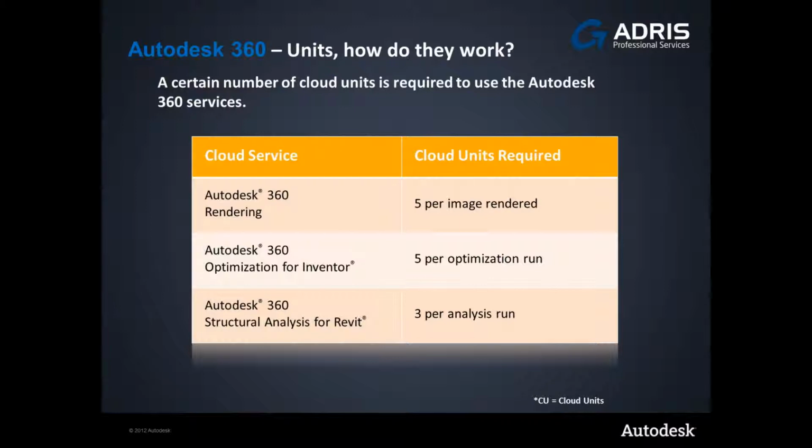You will need a certain number of cloud units to use Autodesk 360 rendering, optimization for Inventor, and structural analysis for Revit. Currently, it costs, for example, 5 cloud units to render one image in the Autodesk 360 cloud, and likewise, it costs 5 cloud units to run one Inventor optimization job, and it costs 3 cloud units to perform one structural analysis. In the following demonstration, as part of these series of Autodesk 360 videos, we can see this technology in action presented by Tony Jones, our resident simulation specialist.